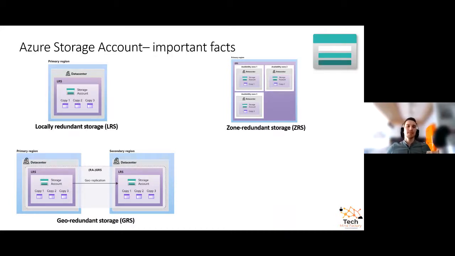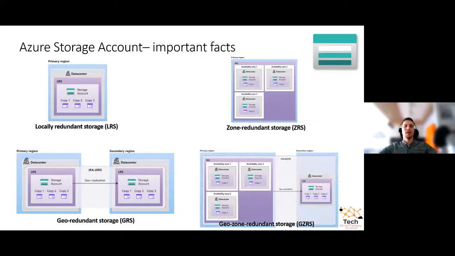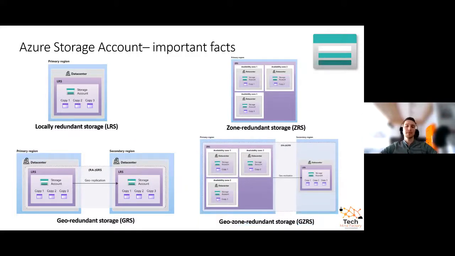And in this case, if there will be a failure in the primary region, Microsoft will automatically switch the connection to use the storage account in the secondary region. So in this geo-redundant storage, we do not decide from which region we would like to read the data. This is done automatically.